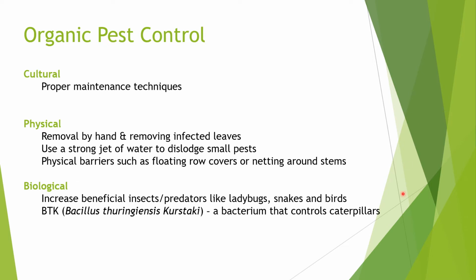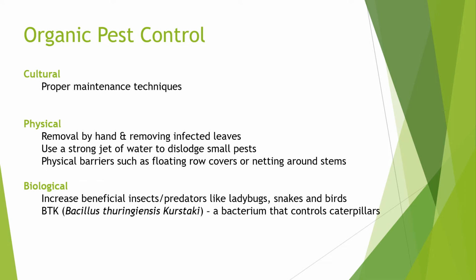Cultural control, one, that's what we just talked about with the prevention portion. Doing that prevention, keep your plants really nice and healthy and well maintained, and they will fight back on pests. Physical pest control includes things like using barriers, for example, row covers or stem netting, or you can manually remove pests by hand or with a jet of water.